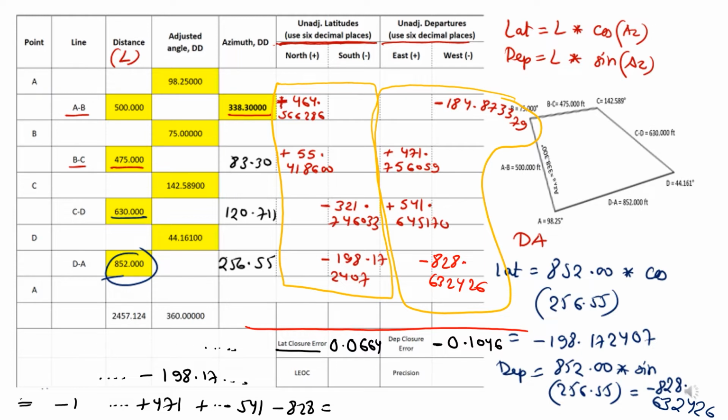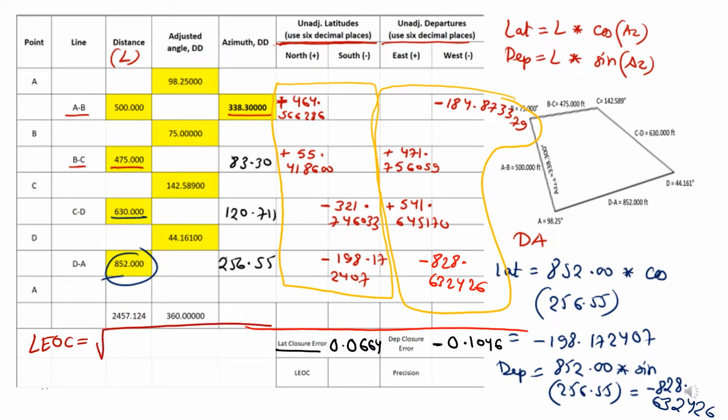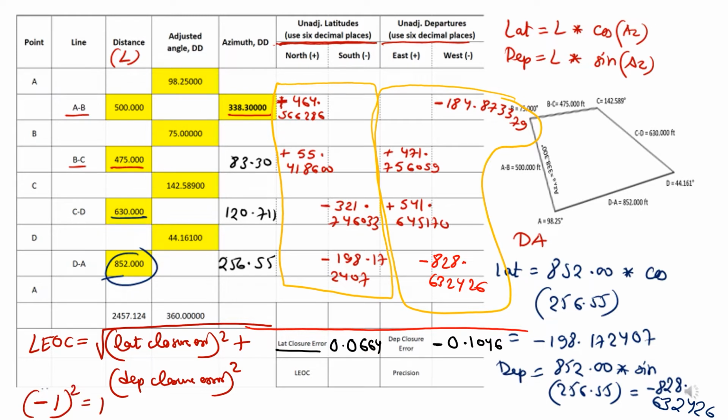So how do we find the LEOC? Again, most students have totally missed this question. So LEOC is equal to the square root of the lat closure error the whole square plus departure closure error the whole square, right? Some students are confused about what to do if there's a negative sign. The square of a negative number is a positive number, right? So it doesn't matter if it is positive or negative.